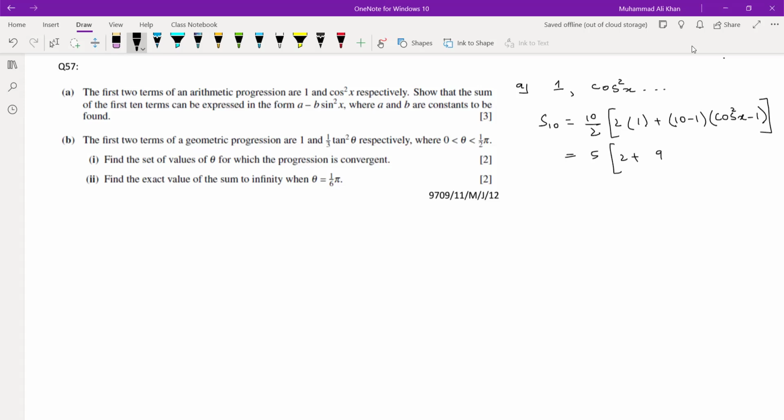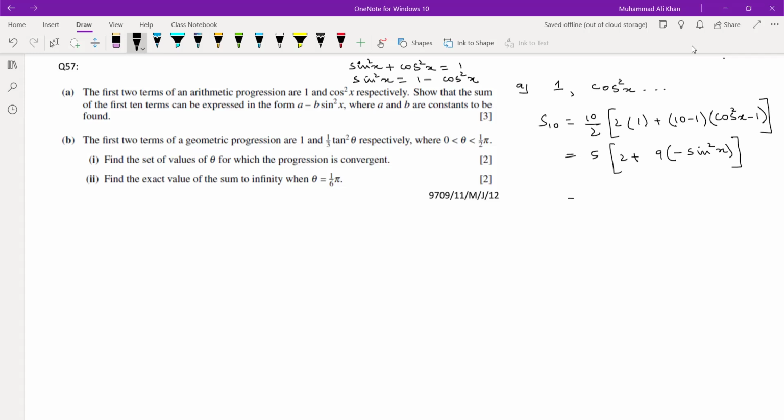We have the identity sin square x plus cos square x equals 1. So sin square x equals 1 minus cos square x. But here we have cos square x minus 1. So this will become minus sin square x. Is it making sense?